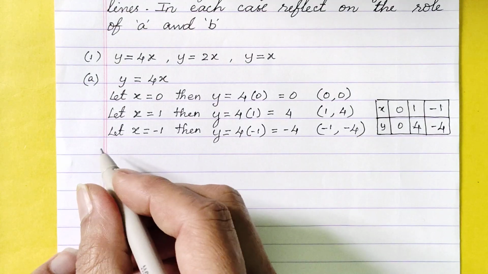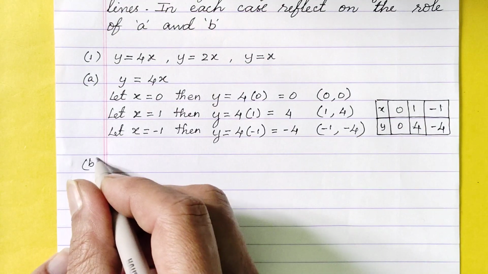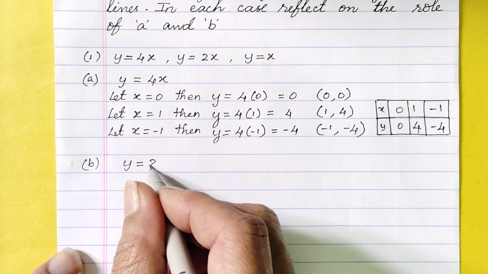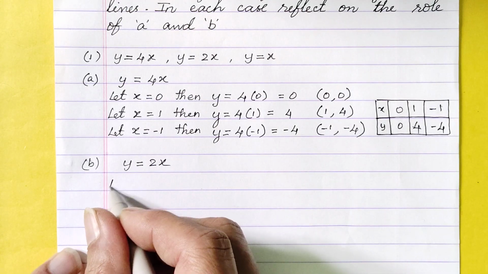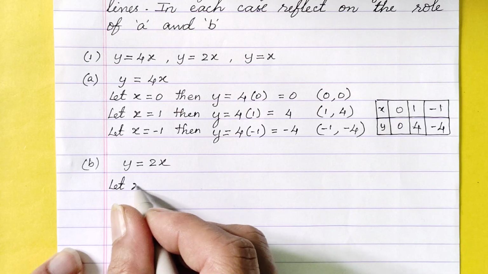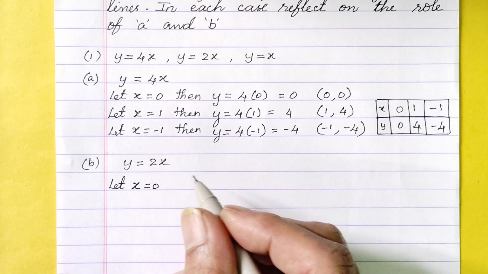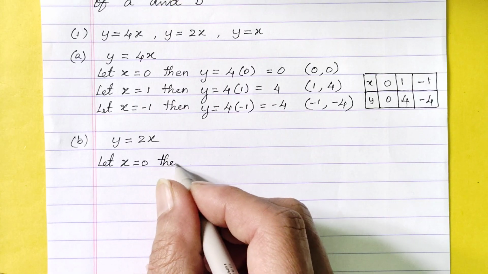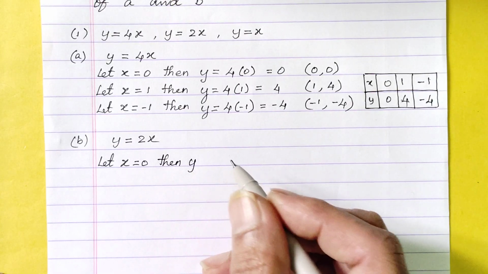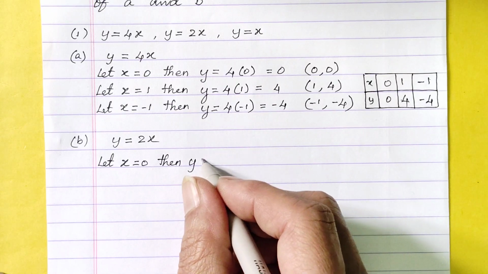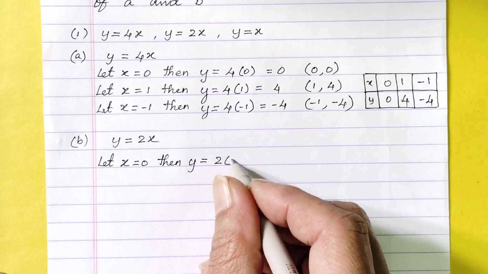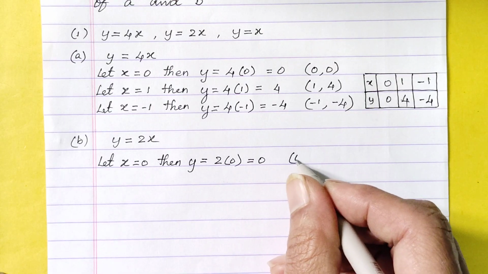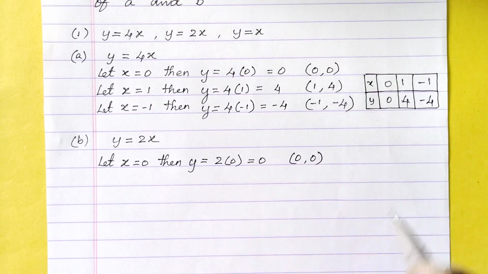Next one, we'll go to the next one. Next equation is y equal to 2x. Let x equal to 0, then y will be equal to 2 into 0, that's equal to 0. So when the x coordinate is 0, y also is 0.